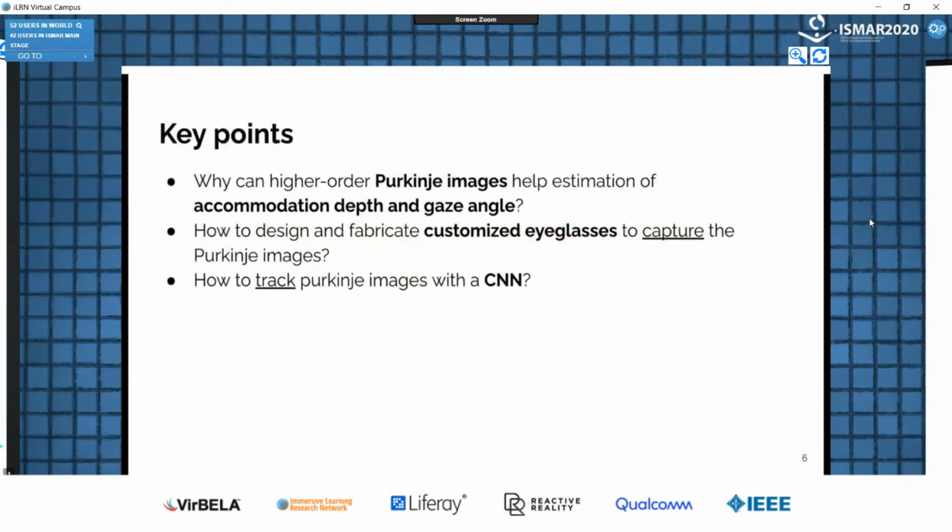In the next few minutes, we will first analyze how higher order Purkinje images increase sensitivity of both gaze angle and accommodation depth estimation. Then we will describe how to design personalized eyeglasses with multiple cameras and LEDs for robust capture of Purkinje images. Finally, we propose a convolutional neural network-based method to track the Purkinje images fast and accurately.